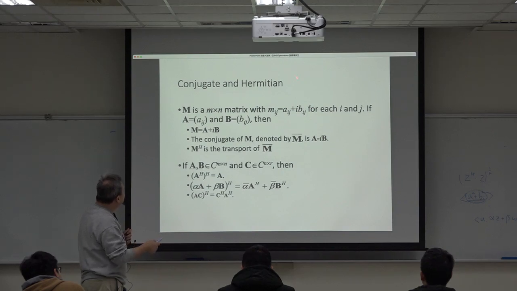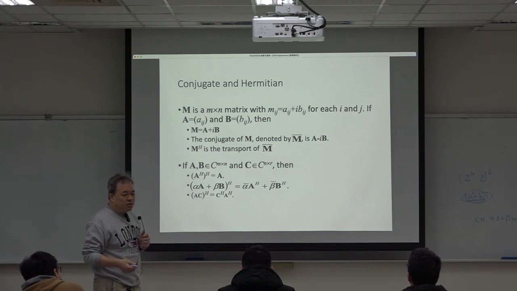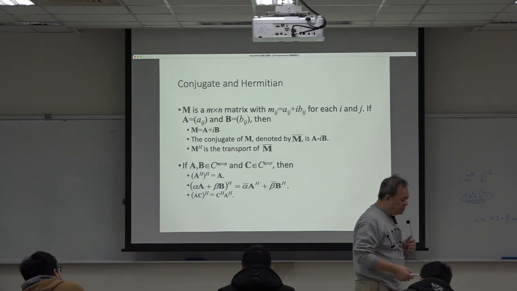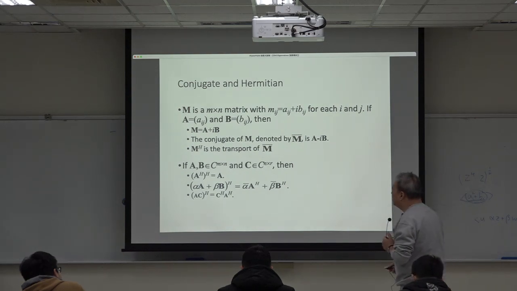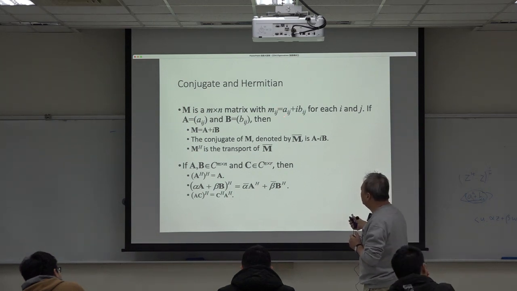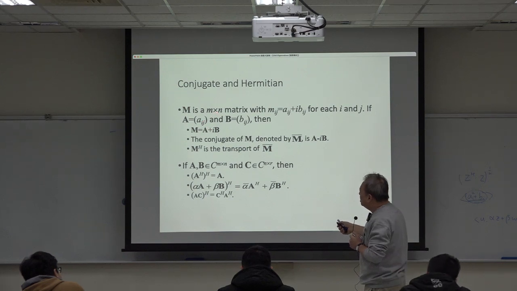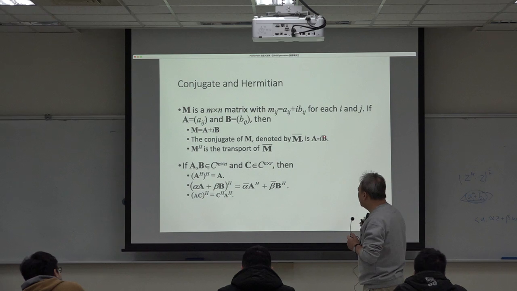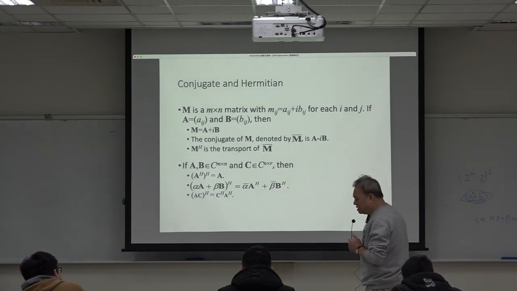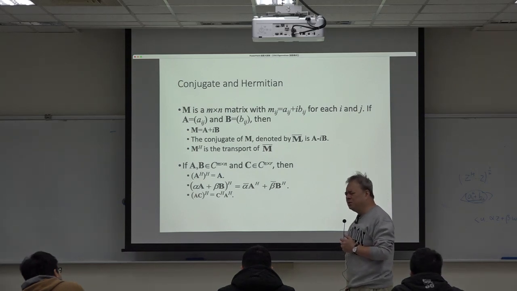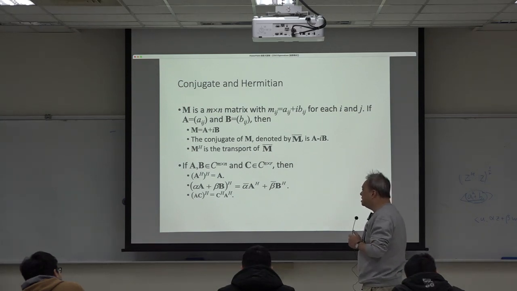So, conjugate and the Hermitian. M is an m times n matrix. Previously we talked about vectors; now we are extending a similar concept to matrices. M is an m times n matrix with M_ij equal to alpha A_ij plus i B_ij, so the elements are complex numbers. With A equal to A_ij and B equal to B_ij, you can write M equal to A plus iB. So the conjugate of M, written M bar, is A minus iB. In other words, for every term in the matrix M, if there's an imaginary part, you just change its sign. That's it.